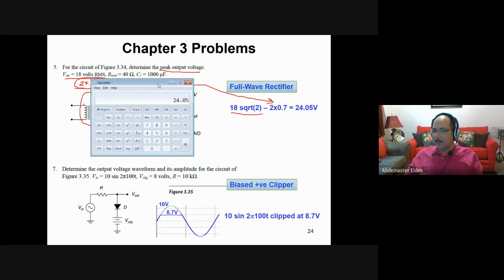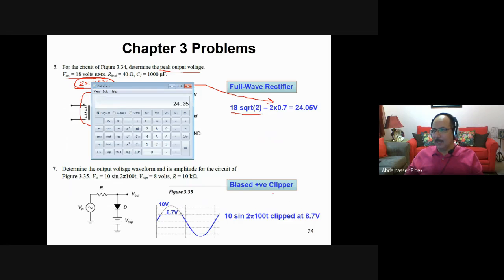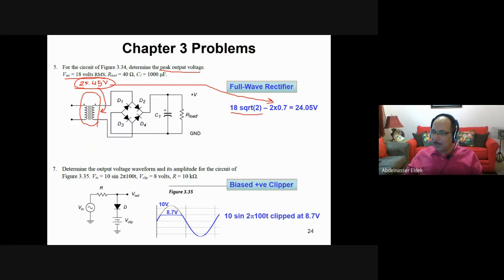For the next one, this is a clipper. Remember, this is a clipper. When it is positive like this, then it will clip the positive part. And what is V clip here? V clip is 8 volt. This 8 volt.